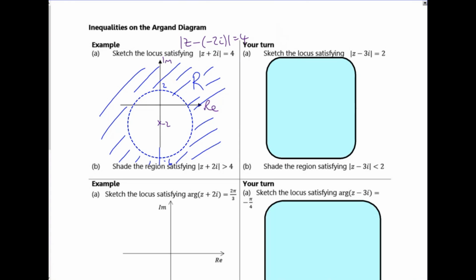If you are ever unsure on any of these questions, you can test a point in your locus to see whether it fits or not. So for example, an easy point to test here would be the origin. If you test 0, 0, so put z is 0 in here, you've got modulus of 2i. Modulus of 2i is just 2. Is that greater than 4? Well, no, it isn't. So the inside bit is the bit we don't want. It's the outside bit that we do want.